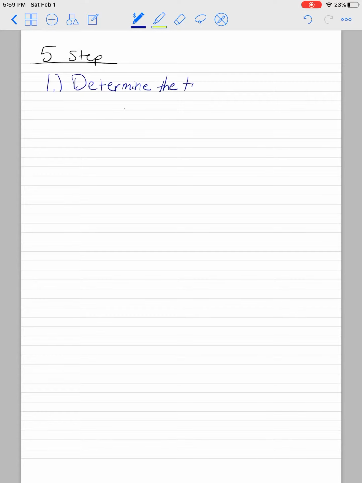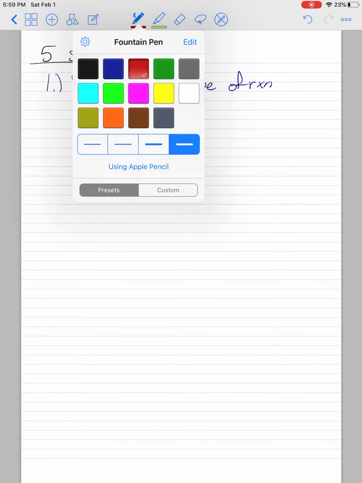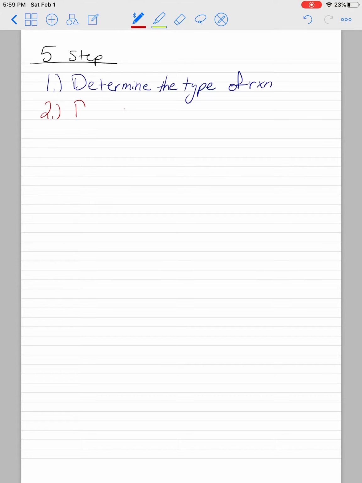Now this is probably the most important step because we have no idea what the products are going to be without the type of the reaction. That's going to determine everything that we do next.